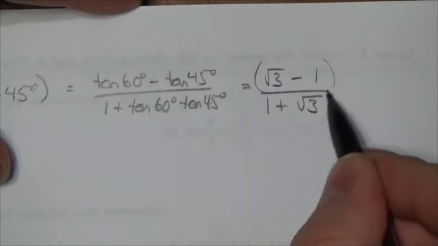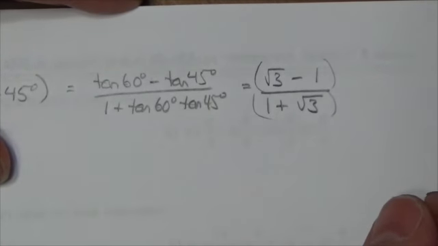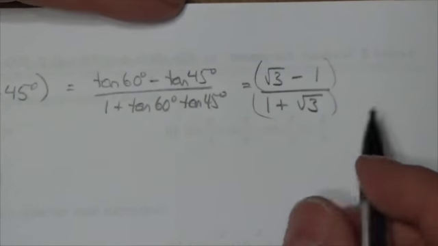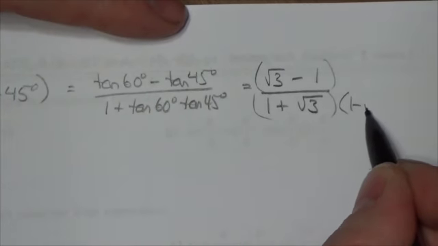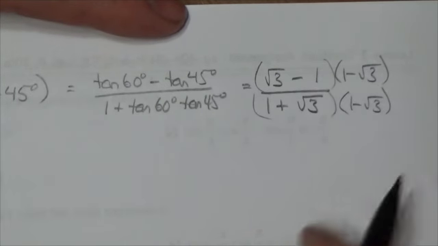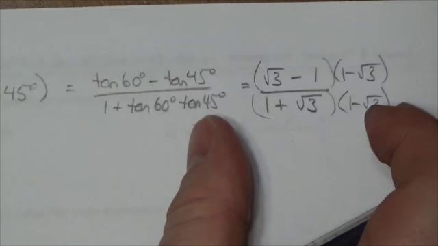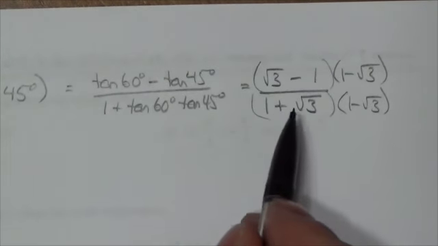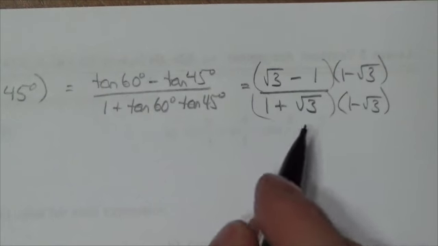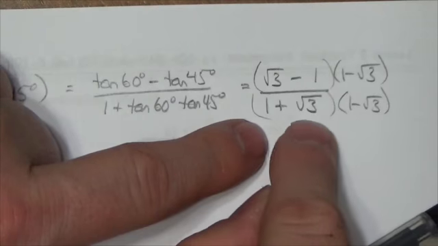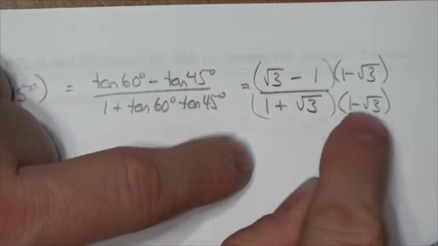Now, however, this may not be an acceptable answer. It may be required of me to rationalize the denominator, which means I'm going to have to multiply numerator and denominator here by 1 minus root 3. Okay? So now, bear this in mind. I'm going to come over here and write that out. So in the denominator, I've got 1 plus root 3 times 1 minus root 3. That's the difference of squares, right? When I multiply that out, it's going to be 1 minus 3.